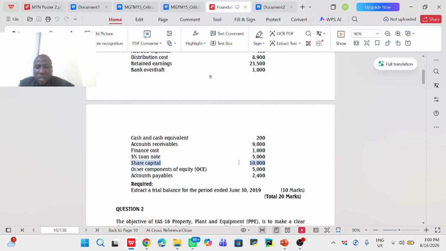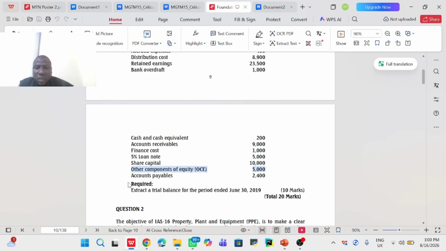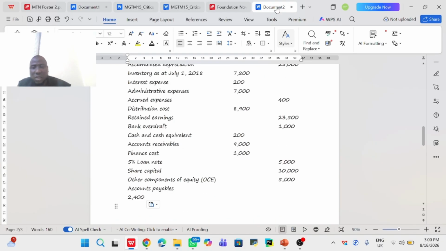Or other components of equity. Components of equity is part of your retained earnings. Equity is part of your capital. Capital is part of your equity. It will be on the credit side. Accounts payable. Accounts payable is a current liability. It means the people that you are owing, that you are supposed to pay, will be on the credit side.